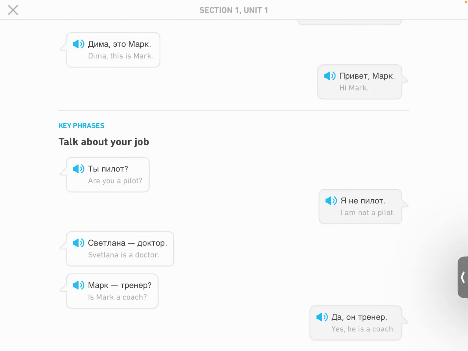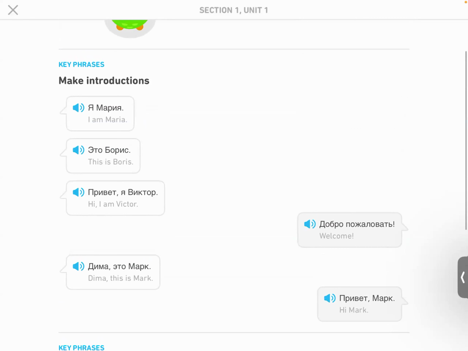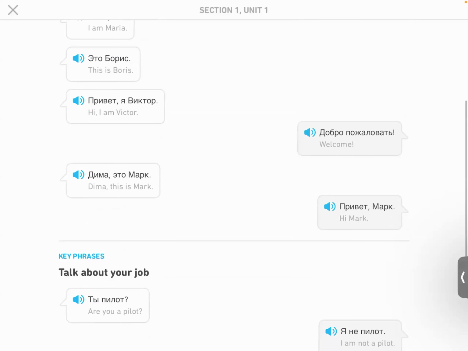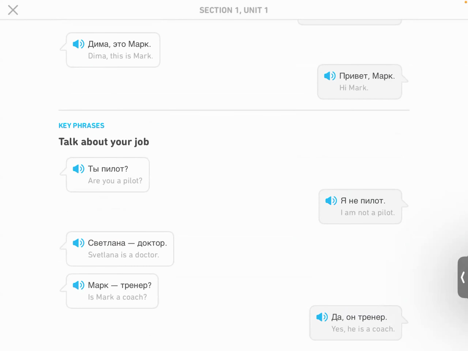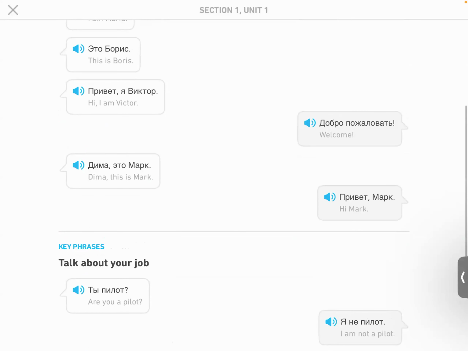Да, он тренер. So yes, he is a trainer. Those are just a couple of phrases and a little bit about the Russian alphabet. As you can see, some words are literally spelled out in Russian, like doctor and pilot, where each letter of the Russian word corresponds to the English word. But some of them, like welcome, добро пожаловать, who would know that means welcome unless you knew? But you take what you can get, right?